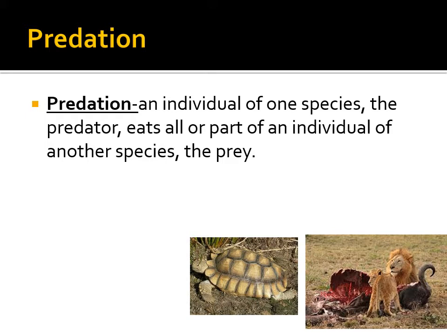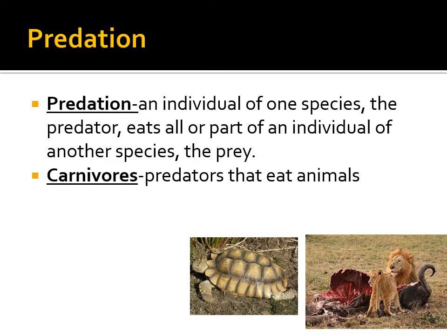First one, predation. Of course, you guys are familiar with, one animal eating another, like a lion, for example, eating a wildebeest. We can see in this picture down here. But it can be something as simple as maybe even a turtle eating plants. This is going to be where an individual of one species, which is going to be the predator, eats all or a part of an individual of another species, which will be the prey.